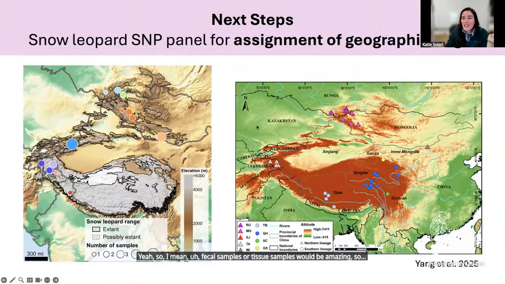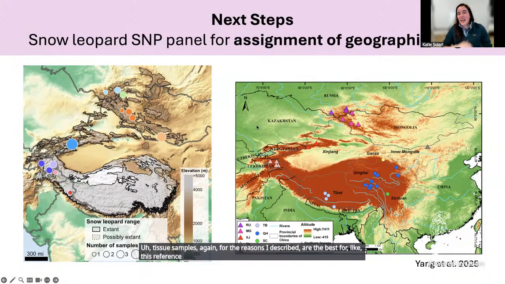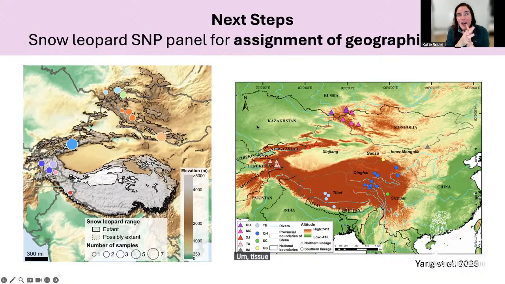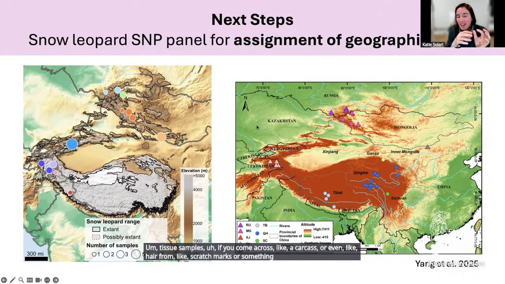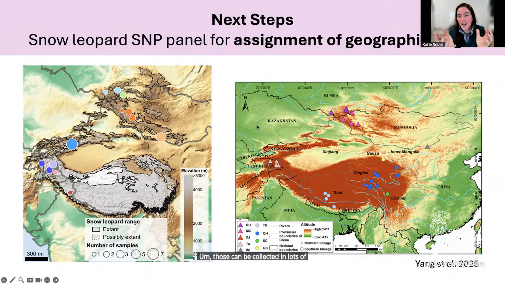Tissue samples, for the reasons I described, are the best for this reference database. If you come across a carcass or even hair from scratch marks or something, those can be collected in lots of different ways. I'm happy to give you more information, but ethanol is good, or this Zymo DNA RNA shield. And then fecal samples too are great to collect. I'm happy to talk more specifically, because that would be an area that would be great to get more samples from.